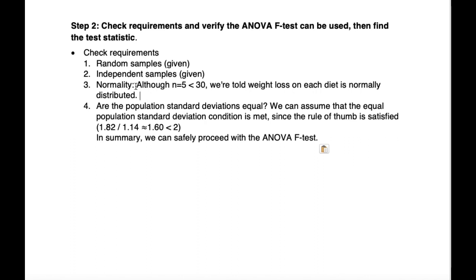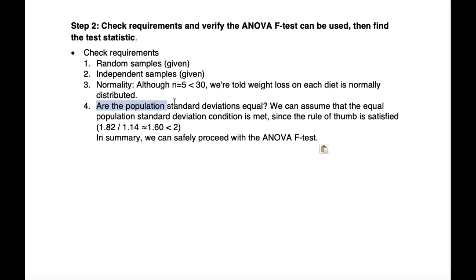The normality condition is met. So even though the sample size is pretty small at 5, we're told that the weight loss for each of the diets is normally distributed. And this is the step where I said that if you don't have either of these conditions met, you can take a look at the box plot and check that the box plots are roughly normal, so you don't see outliers or extreme skewness.